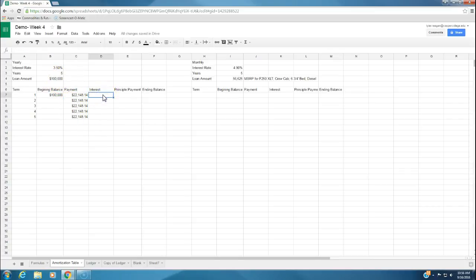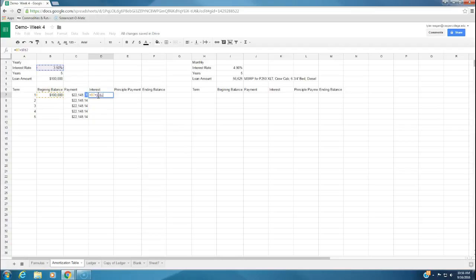Now, what is the interest? How do you calculate the interest on a particular loan? Well, what you do is you come in here and you say equals, what is the beginning balance? What is the balance at the beginning of the year? And you multiply that times the interest rate. Now, the interest rate is not moving, as we have said before, so you have to lock in that cell. That interest rate stays the same across all 5 years.